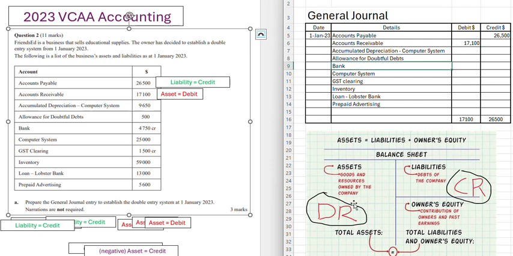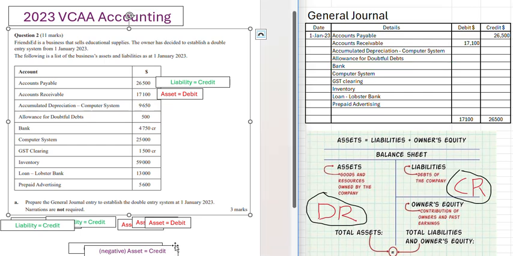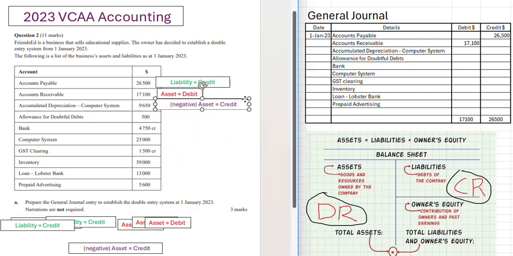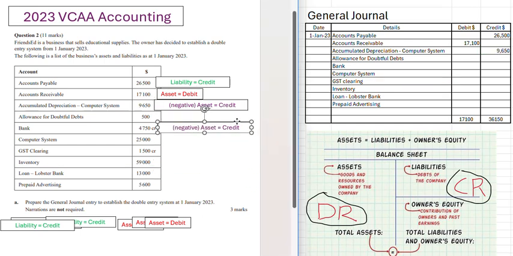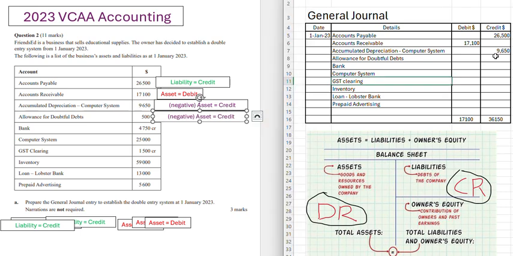Now, even though accumulated depreciation will be reported on the debit side of the balance sheet, it's a negative figure. It reduces our carrying value. So in the general ledger, it's going to have a credit balance. So therefore, we need to put it on the credit side of the GJ, 9650. Same drill with allowance for doubtful debts. That's going to reduce the amount owing from our accounts receivable, so it'll be a negative asset. That's going to go on the credit side as well, 500.